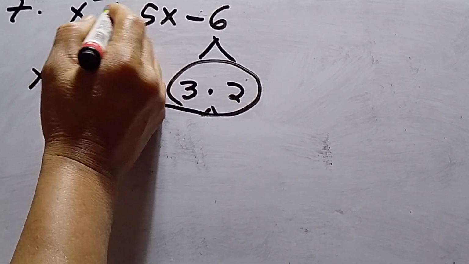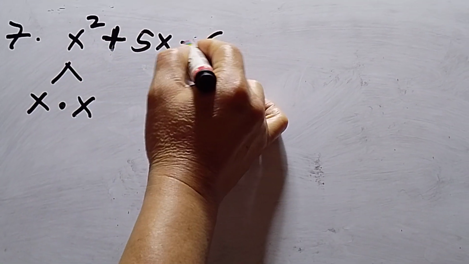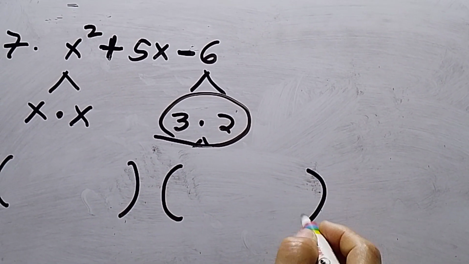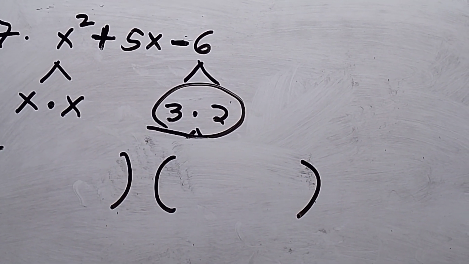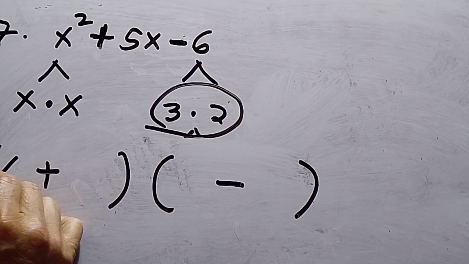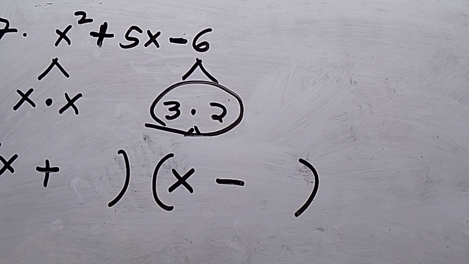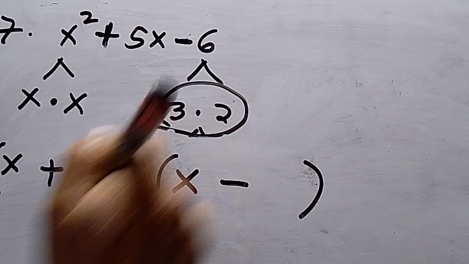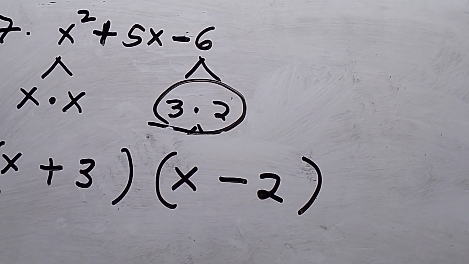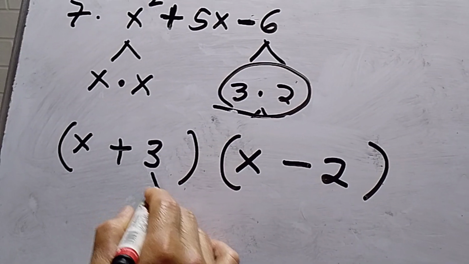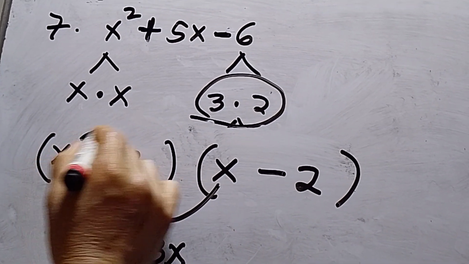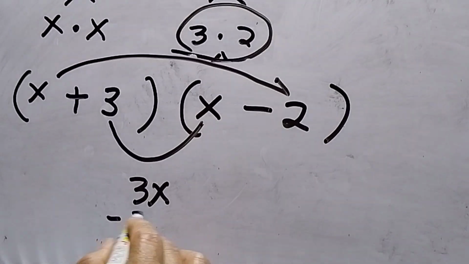Since this one is positive, the middle term, and then the last term is negative, so the factors must have 2 signs. So, plus and minus. So, this will be plus, and then this is minus. So, I will put x in here, and also in here, x. And then, this is 3, and then this is 2. Now, let us check if the middle term is correct. This will be 3x. 3 times x is 3x. Then, how about this one? Minus 2x.